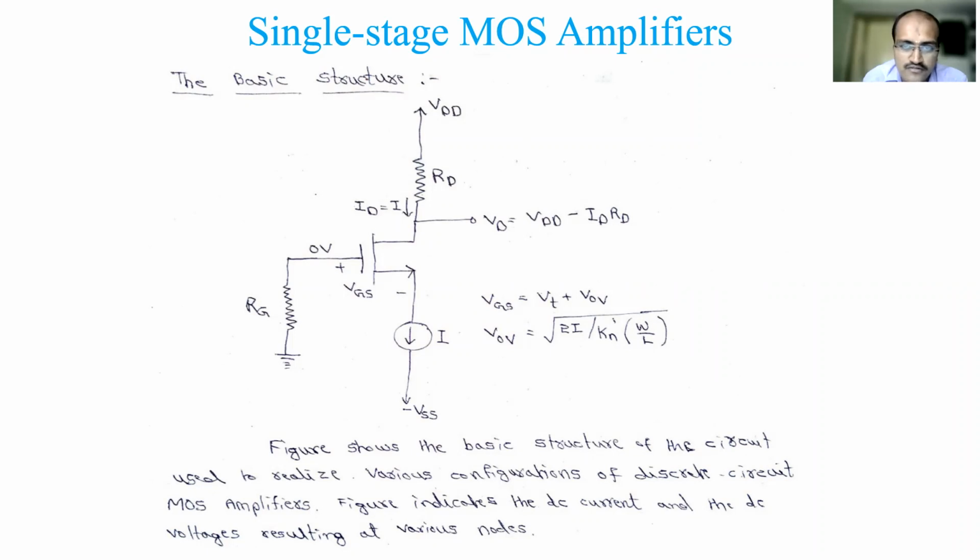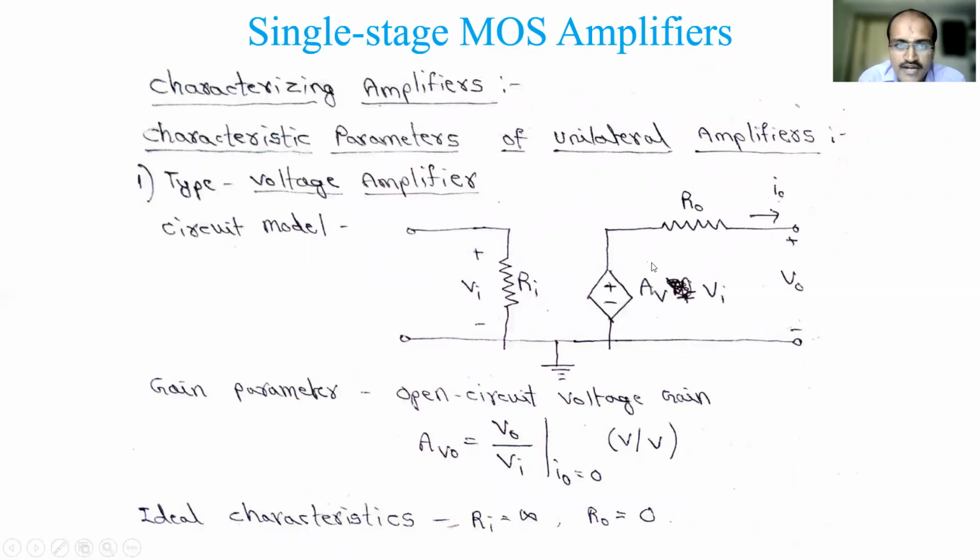The next topic: characterizing the amplifiers. Here we learn about the different performance parameters of amplifiers. Again, two types of amplifiers will be discussed: unilateral and non-unilateral amplifiers. Unilateral amplifiers means it pertains to a certain block only.